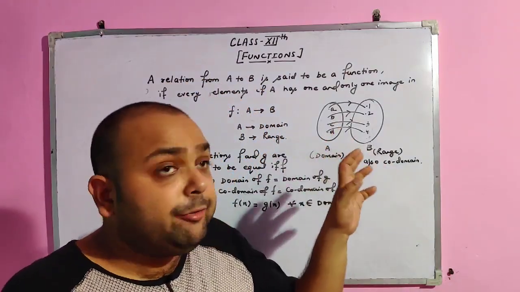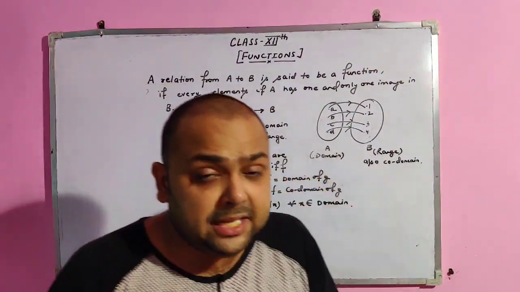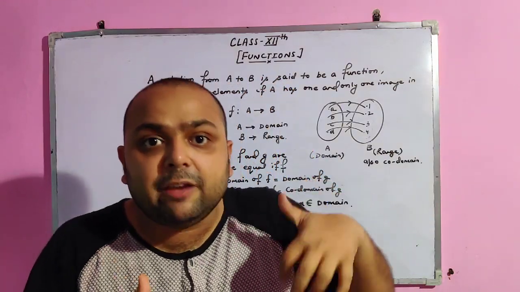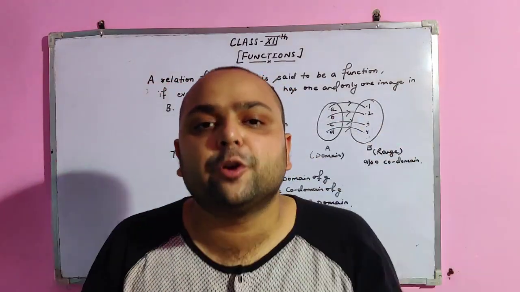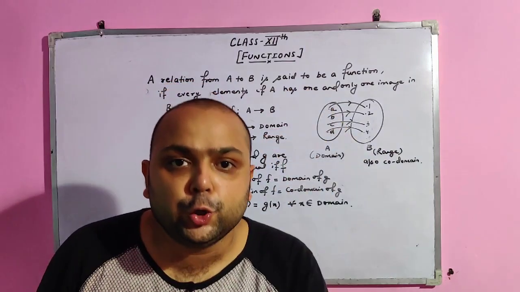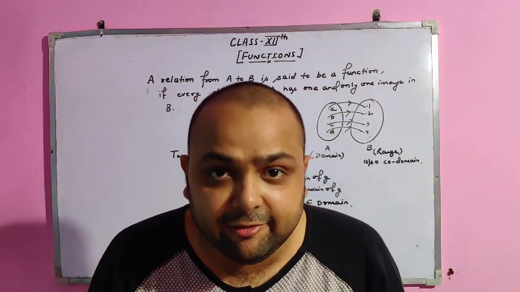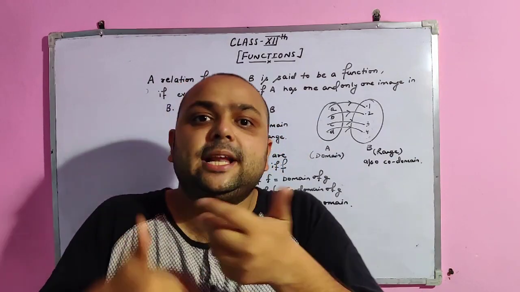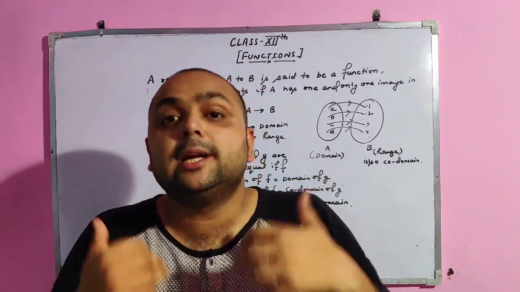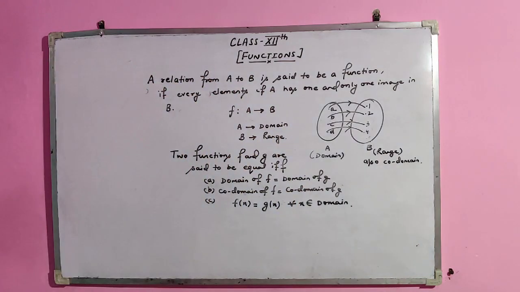So by this example we will be able to understand what a function means. Now in this topic we have to discuss many types of functions: one-one, onto, many-one, injective, surjective, bijective and their compositions. So in the next video I am going to tell you about the types of functions.